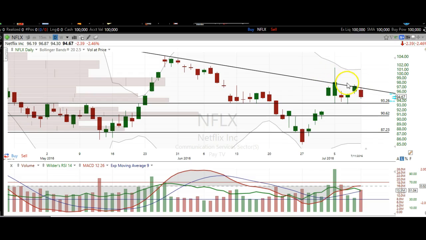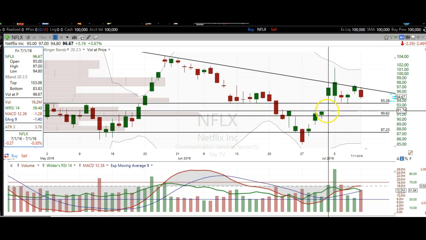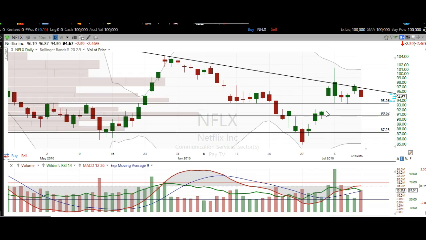So as long as it holds below this downtrend line, we're going to be heading lower, and that gap right there at about 91.60 or so from the close of this candle right here is going to be that next logical target if we continue to hold below this downtrend line.